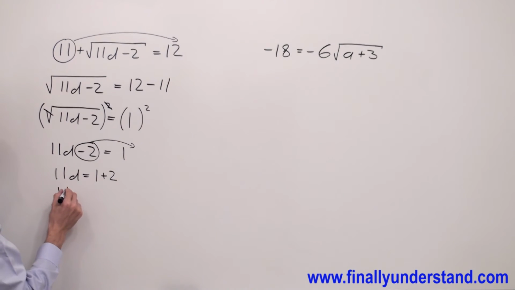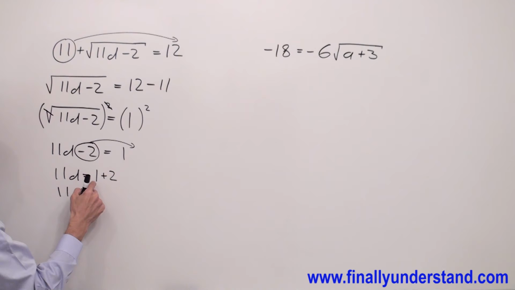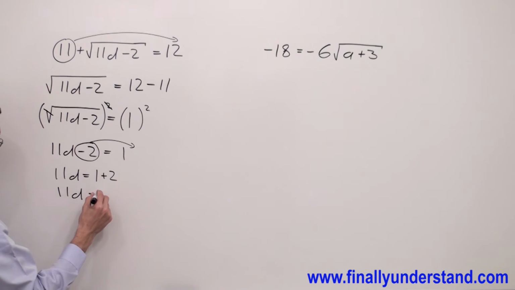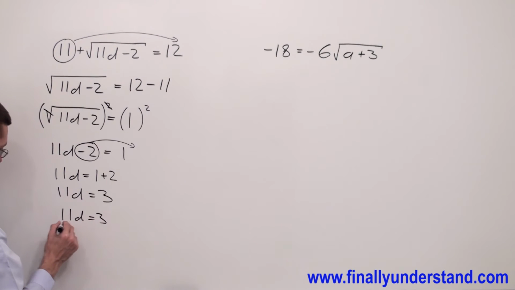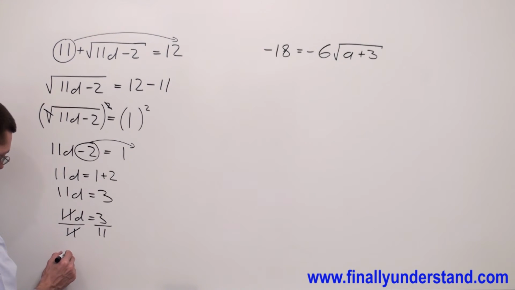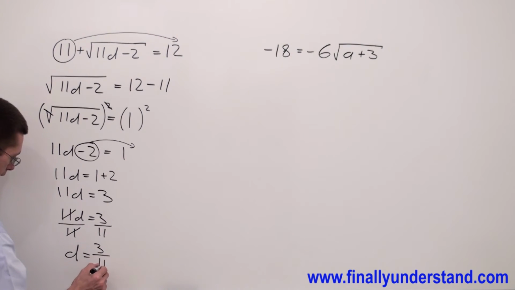I have 11d equals 1 plus 2, which is equal to 3. I'm looking for d. I do not want to see 11 next to d. And remember, anytime there is no sign, there is multiplication. In order to eliminate multiplication, I have to use division. That's why I'm going to have 11d equals 3. I have to divide this by whatever is next to d, by 11. 11 and 11 will cancel out, and I have d equals 3 over 11.